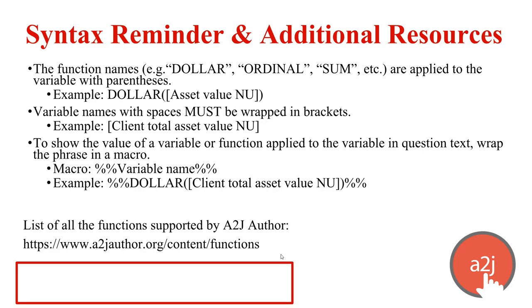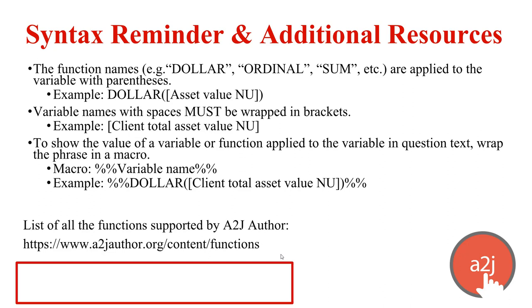A couple of reminders and additional resources. Whenever you have a function, make sure to wrap the variable name in parentheses. And anytime you have a variable with spaces, that variable must be wrapped in brackets. To show the value of a variable or a function when applied in question text, you wrap the phrase in a macro. So if you want whatever the function result was to be displayed to the end user, you can do so using a variable macro, which is what we just talked about in the last section.